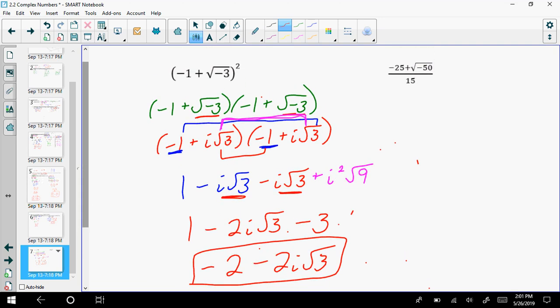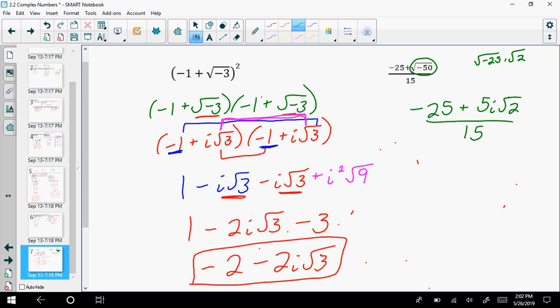Okay, the last one, just like what we were doing, let's simplify the negative under the square root first. So 50 is not a perfect square, but I'd like to find the biggest perfect square in it. And hopefully we know that that is 25 and 2. So if I simplify that, I'm going to have -5 plus 5i square root 2 all over 15. So I simplified the square root.